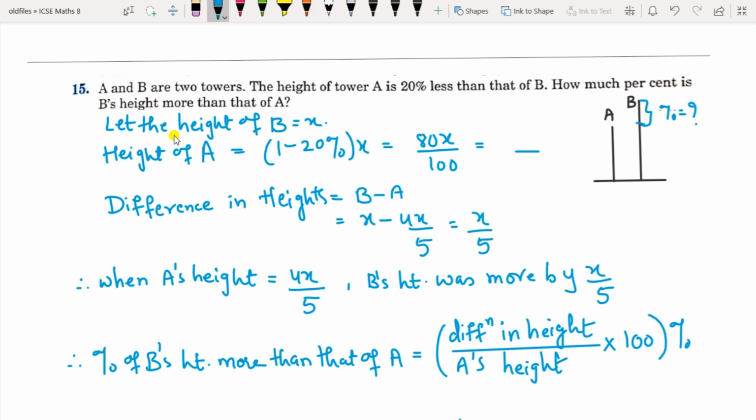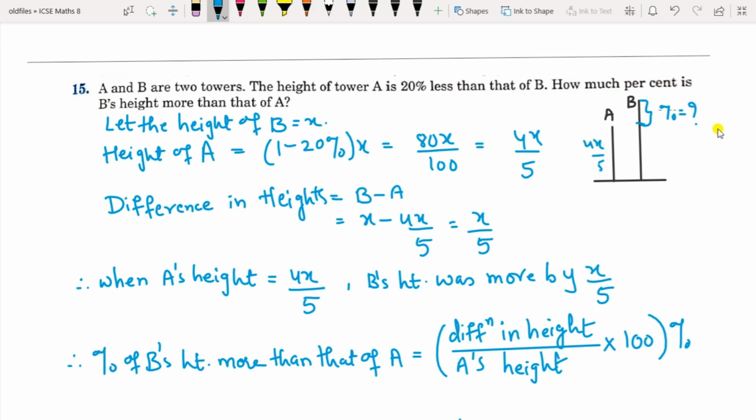So let the height of B be x. So height of A is 20% less from B. So x minus 20x upon 100 gives you 80x upon 100. If you do the cancellation, you get 4x by 5. So that is the height of A now. This height is 4x by 5.